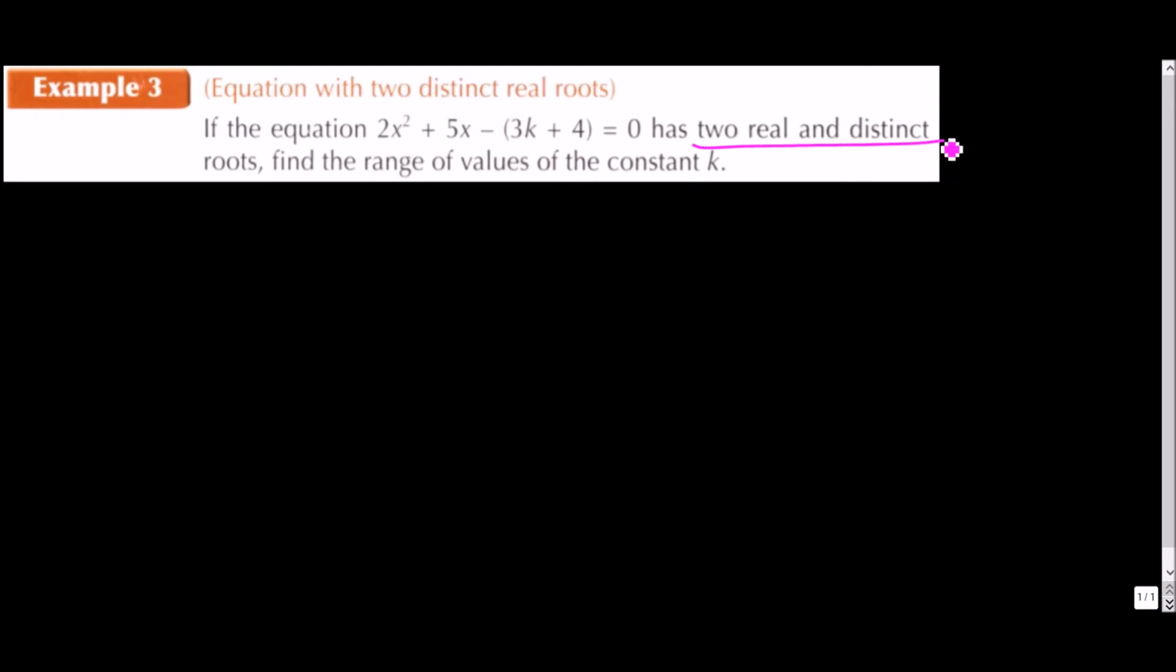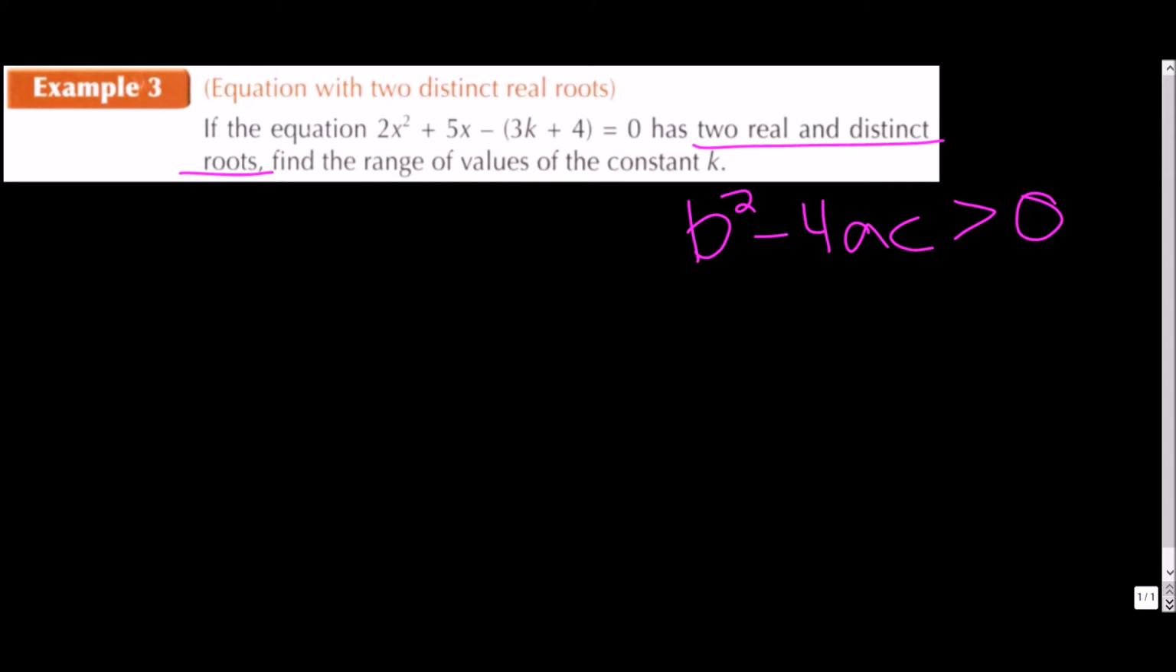So two real and distinct roots means that we've got b squared minus 4ac is going to be greater than 0. Right? Because we know that if our discriminant is a positive number, then we have two real and distinct roots, and it works conversely the same way. So we need to figure out what b and a and c all are before we move on.